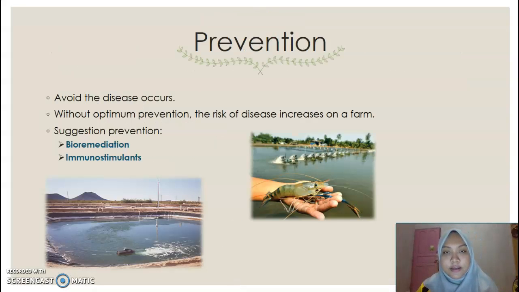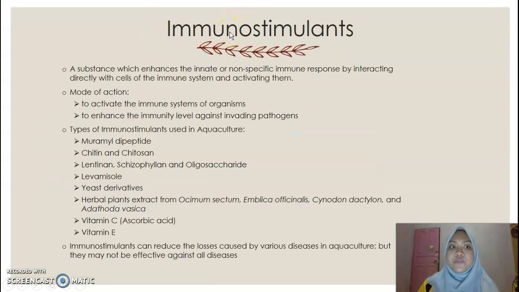Okay, the last one is prevention. Prevention is also necessary because we want to avoid the disease from occurring again. Without optimal prevention, the risk of disease will increase on a farm. So the biotechnology that has been used for prevention in aquaculture is bioremediation and immunostimulant. Immunostimulant is a substance which enhances the innate or non-specific immune response by interacting directly with cells of the immune system and activating them. This is the mode of action of immunostimulant.